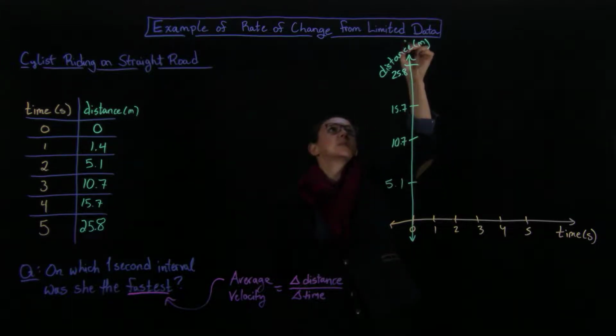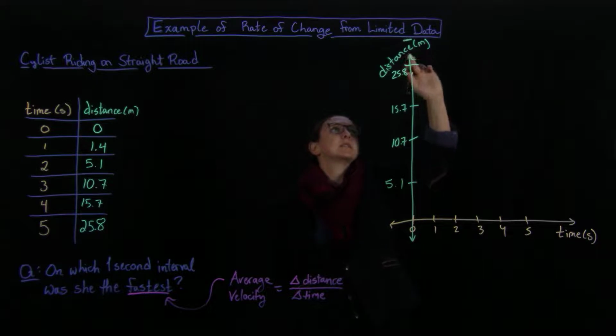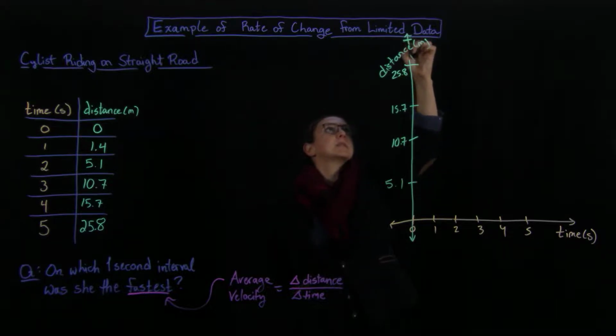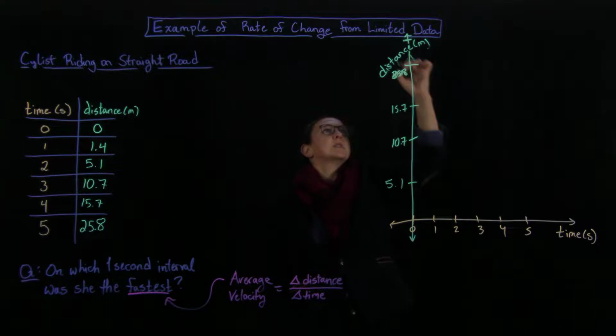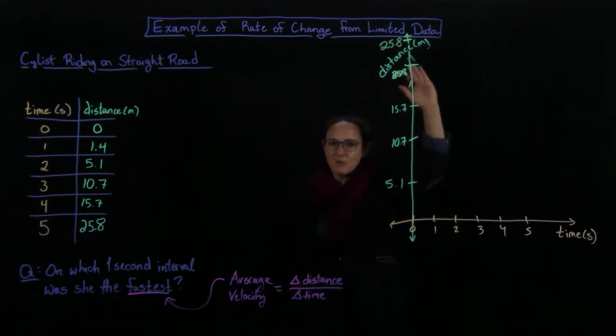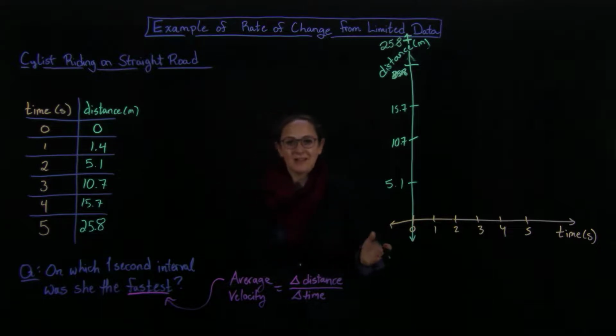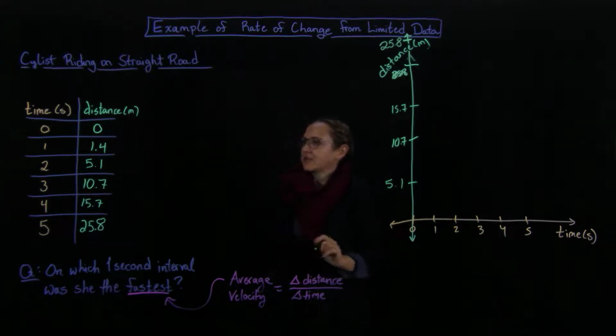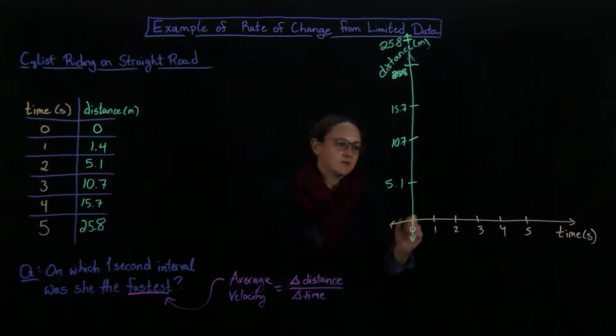So let's just make this a little bit higher, and then let's make this up here. So this will be 25.8 up here. But we actually kind of want the scale to be more or less correct so that we can figure out what's fastest. The only one we're missing now is 1.4.